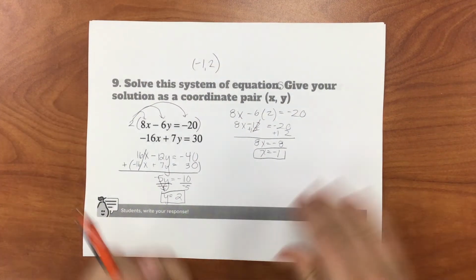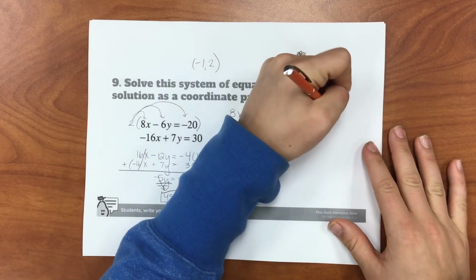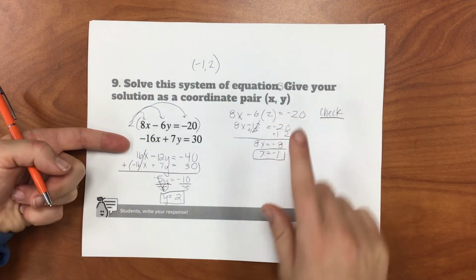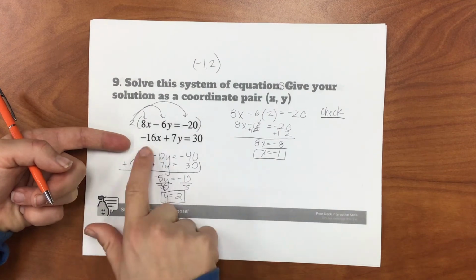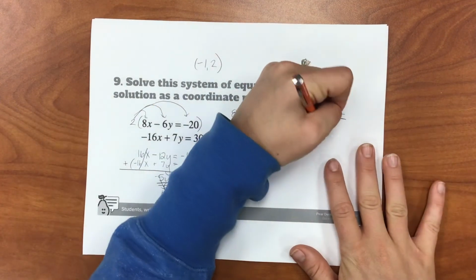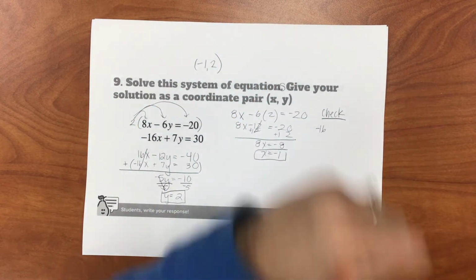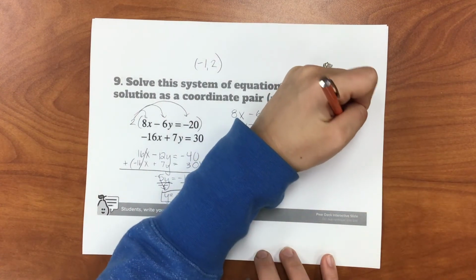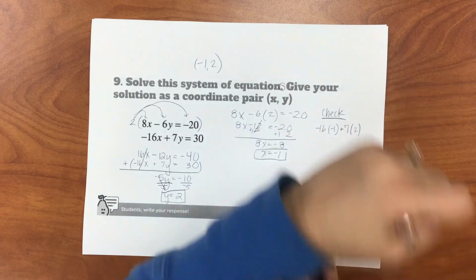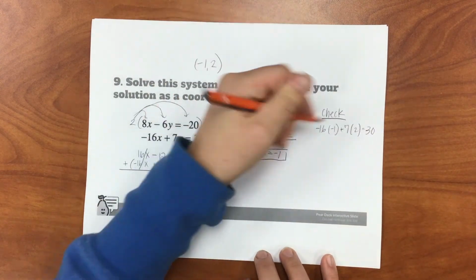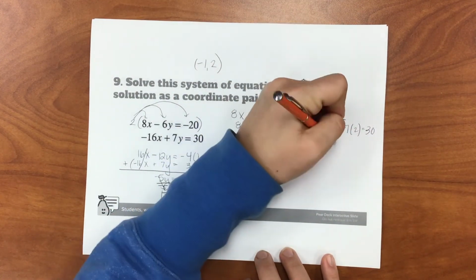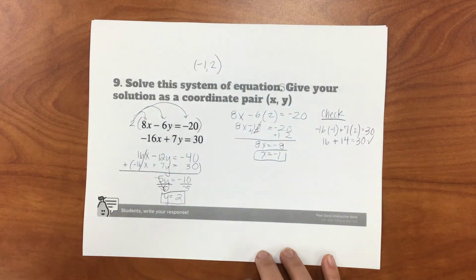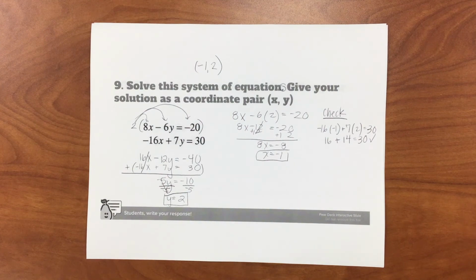And we are going to check that by using the bottom equation, since we already used the top one to solve for x, and make sure that that coordinate works in that equation. So we have negative 16 times x, which is negative 1, plus 7 times y, which is 2, equals 30. So that becomes 16 plus 14 equals 30, and we know that that's true. Easy check, easy way to guarantee that you got the question right.